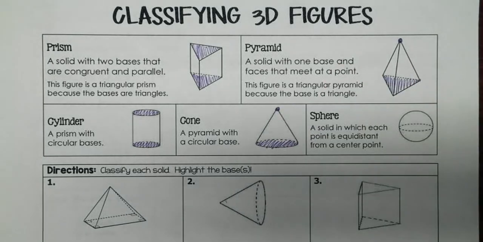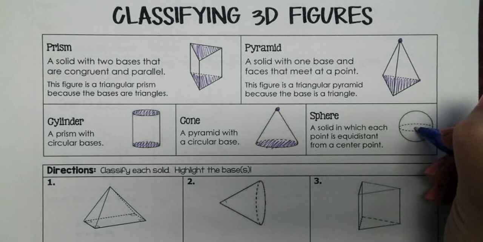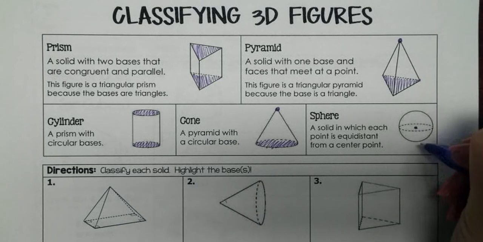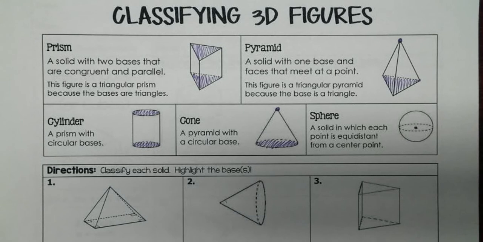And then a sphere is a solid in which each point is equidistant from the center point. So every point is the same distance to the very center point at any given place on the sphere. Okay, so this is how we classify our figures.